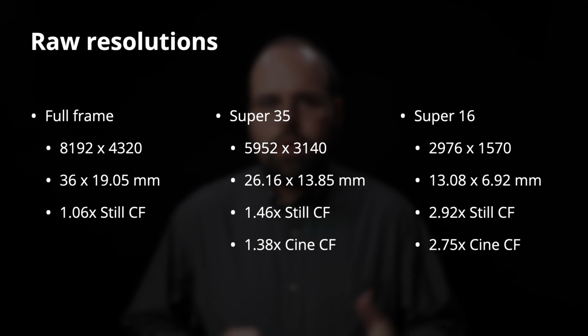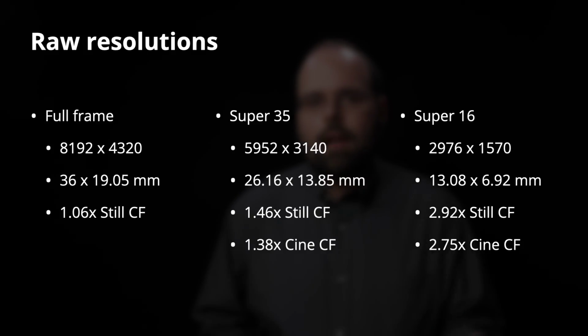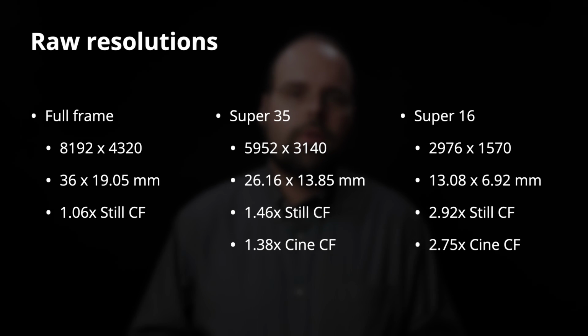So in full frame, you get obviously 8K video. It's a 1.06x crop from the still format. It's the same width, but the height is lower, so that alters the crop factor. This would be 1x as a cinema crop factor, and if you're looking at horizontal angle of view for a given lens, they're going to be the same in this mode, from still photography to full frame video.